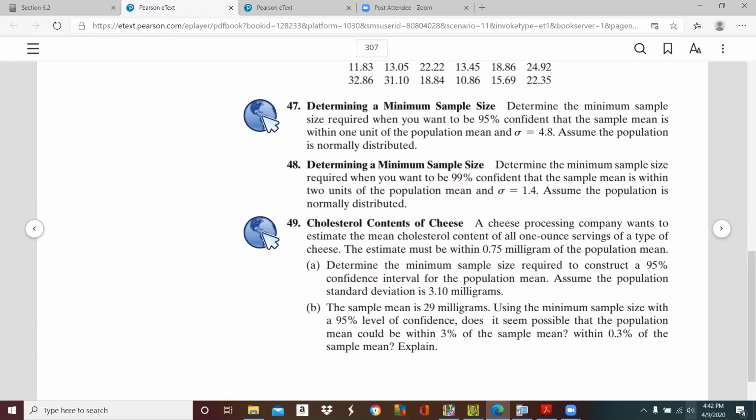All right, here's the word within. So if they give you the word within, that number there is the margin of error, 0.75. That's E. Determine the minimum sample size required to construct a 95% confidence interval. All right, that means C is going to be 0.95. That's a level of confidence. Assume the population standard deviation is 3.1. It's important to do a minimum sample size problem that they give you an estimate of the population standard deviation. It's 3.1. That's sigma. All right, let's go to the solutions.